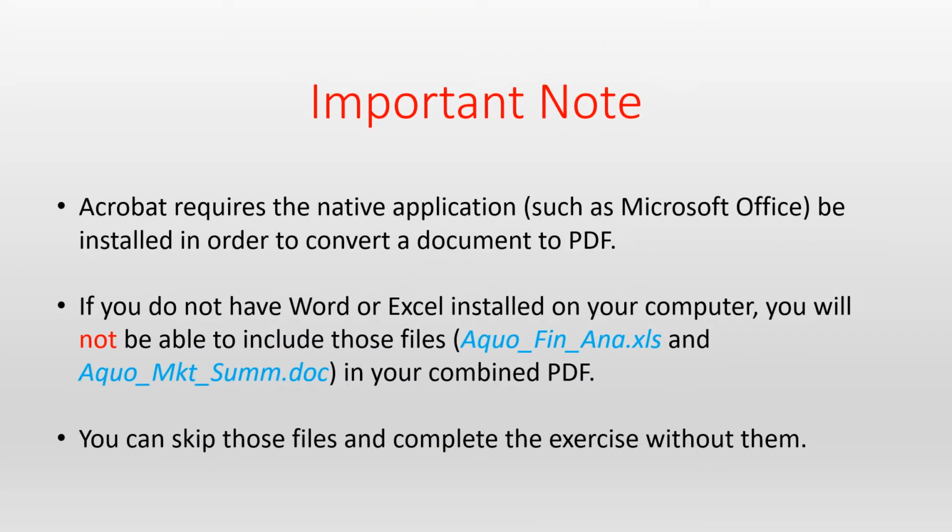Now, an important note before we get started: two of these files are native to Microsoft Office. One of them is an XLS file, which is an Excel file. The other one's a .doc, which is a Microsoft Word file. And those are included in your download. You will not be able to load these into your document if you don't have those specific applications on your machine. So if you don't have Microsoft Office on your machine, you can skip these files and just proceed without them.